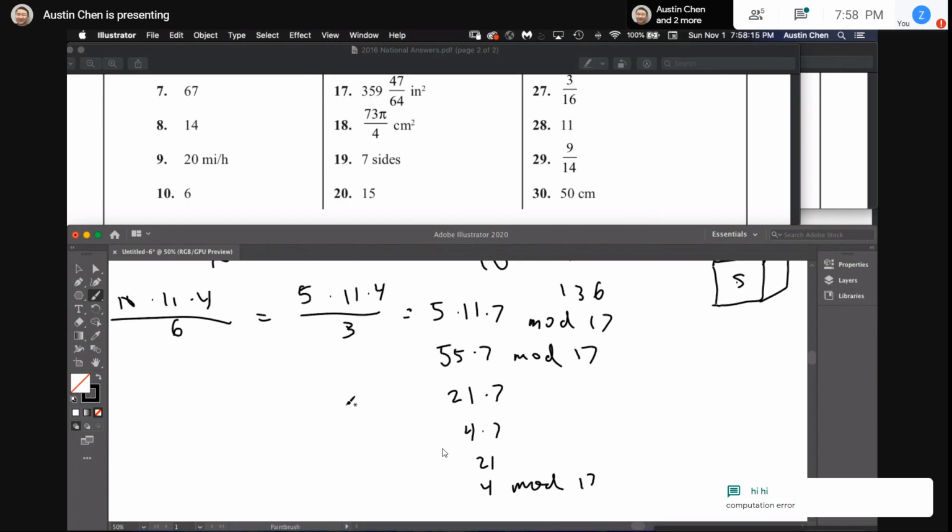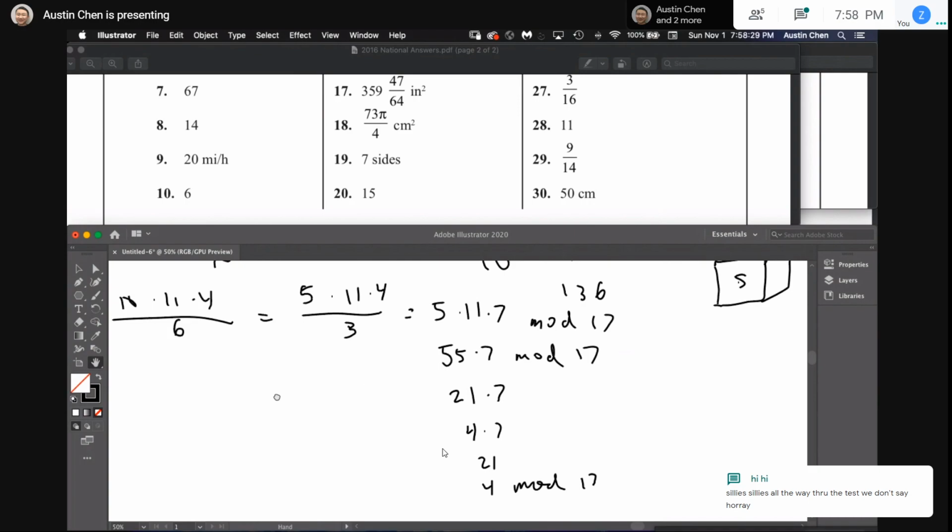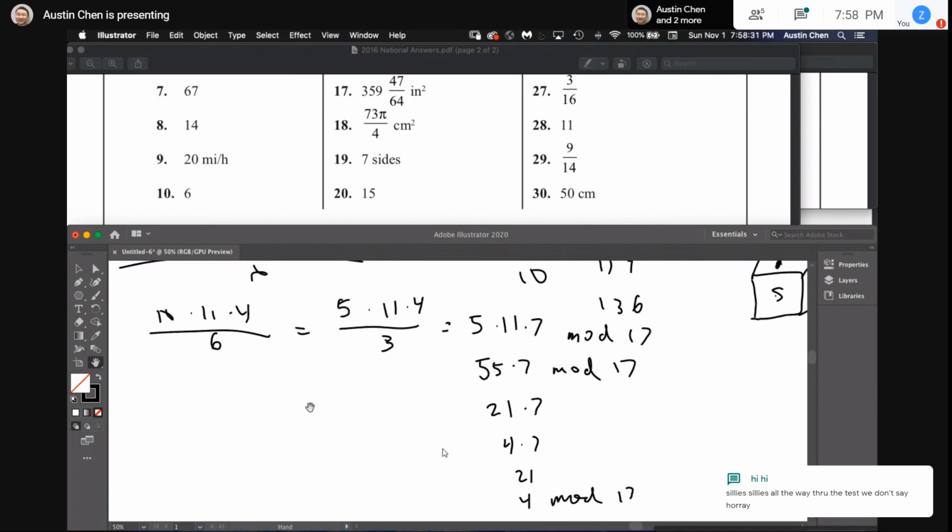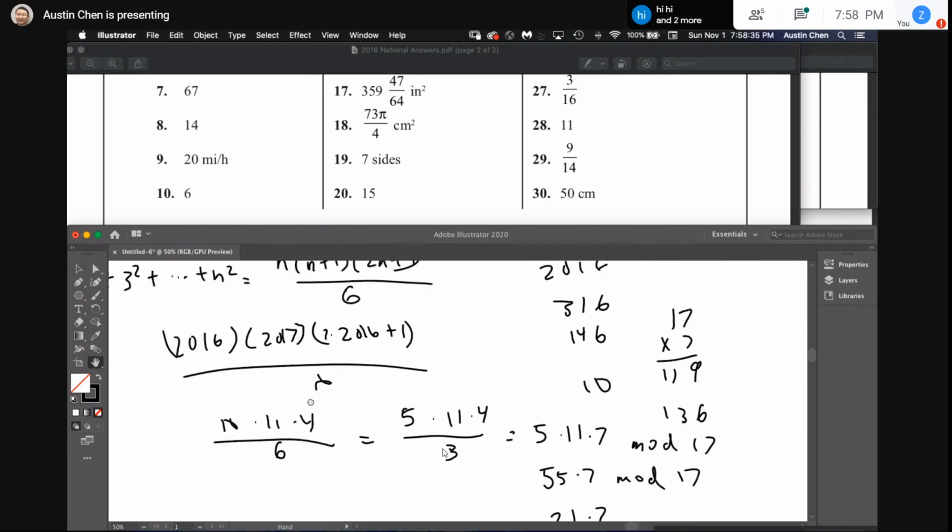Yeah, probably some computation error somewhere. Yeah, there were a bit of computation involved. It probably is just computation. Man, I'm making so many sillies today.